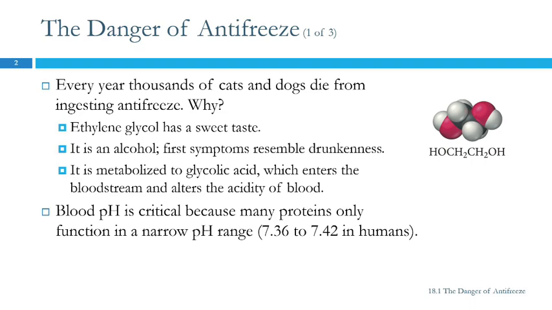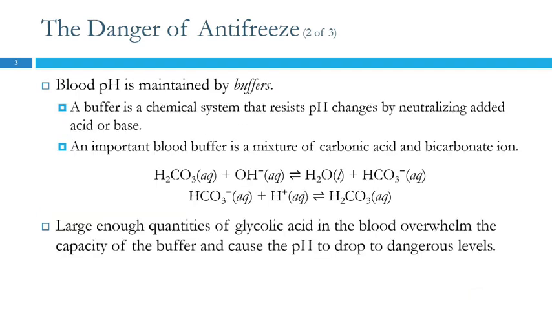So blood pH is very important because many proteins in your body, or in a dog's body, only function within a very narrow range of pH. For humans, it's 7.36 to 7.42. Outside of that, you're at death's door or dead. So, not good. How does your body maintain the pH in such a tight range? By using buffers.